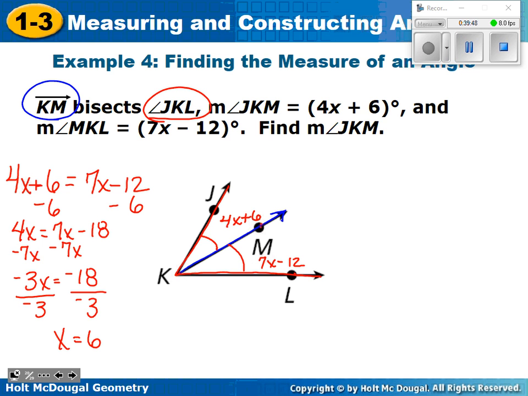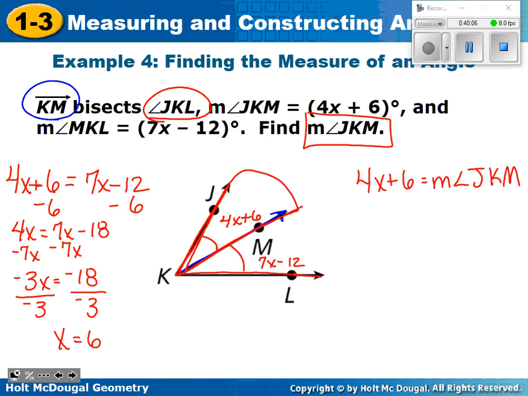Is that our answer? No, always read those directions. It says to plug it back in and find the measure of JKM. JKM is this little piece here. So that means we're just going to plug it back into the 4x plus 6 part. That's equal to the measure of angle JKM. Don't forget those little m's. So plug your 6 in for x. 4 times 6 plus 6. What's 4 times 6? 24 plus 6? 30. So we're going to say the measure of angle JKM is equal to 30 what? Degrees. Don't forget your degree symbol.